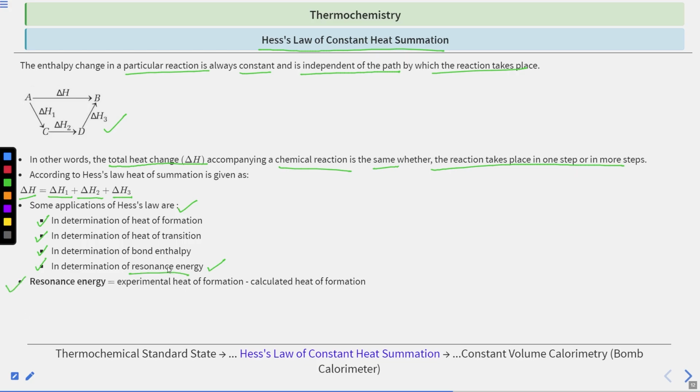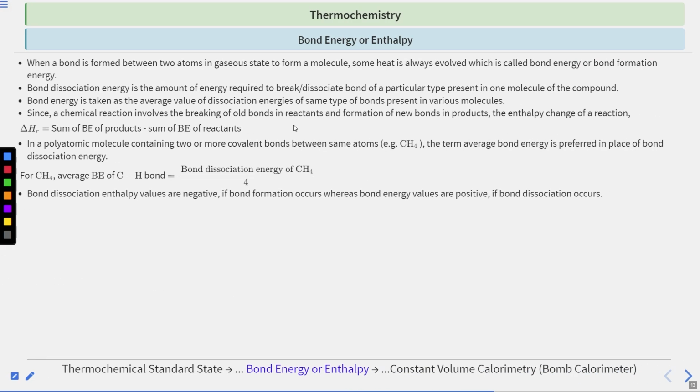So what is resonance energy? It is experimental heat of formation minus calculated heat of formation. So whatever the heat of formation is, the experimental one minus the calculated one will be the resonance energy. Okay, so the bond energy or enthalpy.